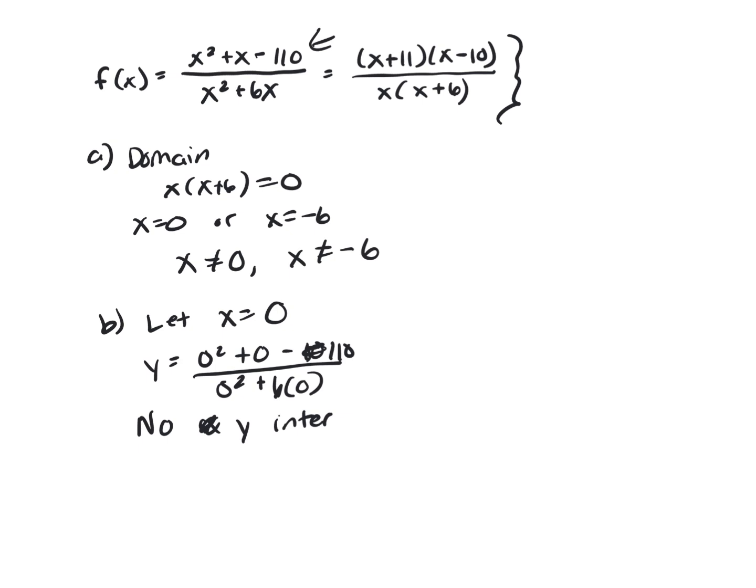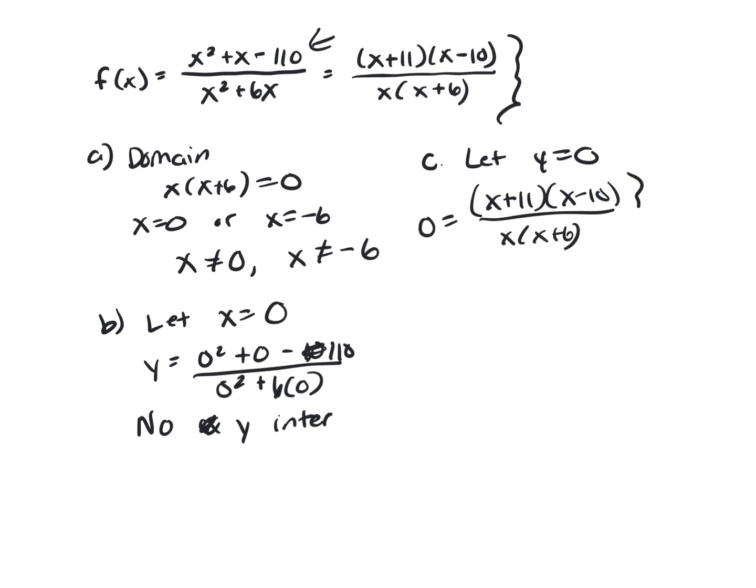And part C says find the x-intercepts. To find your x-intercepts, you let y equals 0. So you got 0 equals x plus 11 times x minus 10 over x times x plus 6.